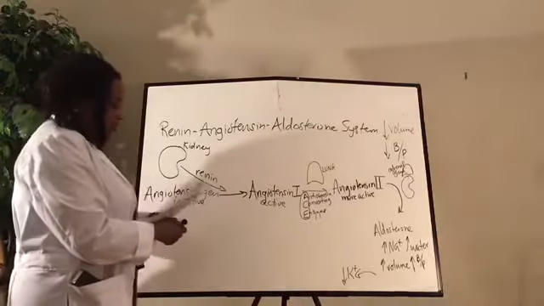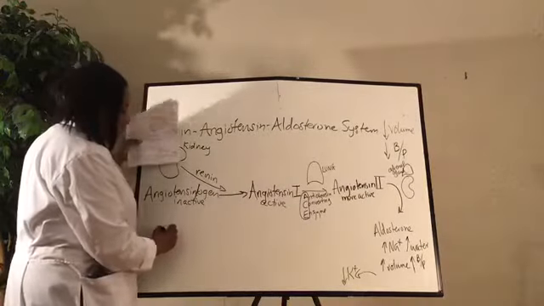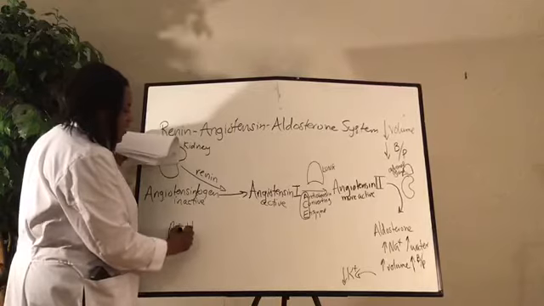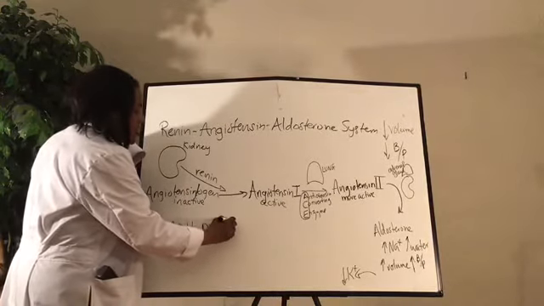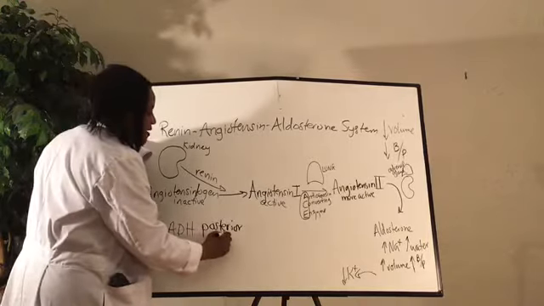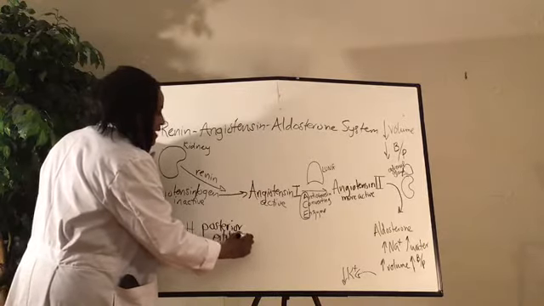So I want you to remember that ADH, which we talked about before, antidiuretic hormone, comes from the posterior pituitary gland.